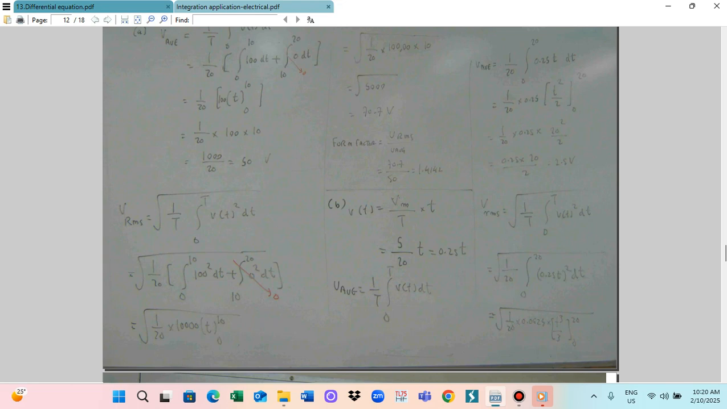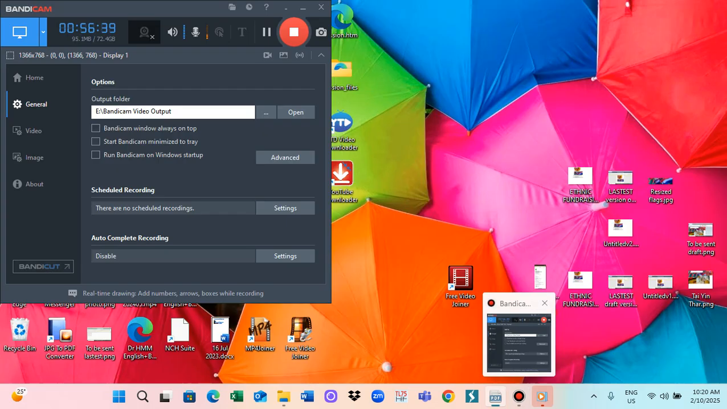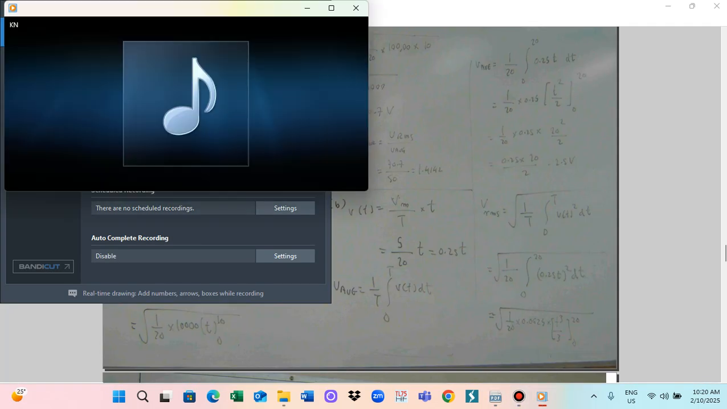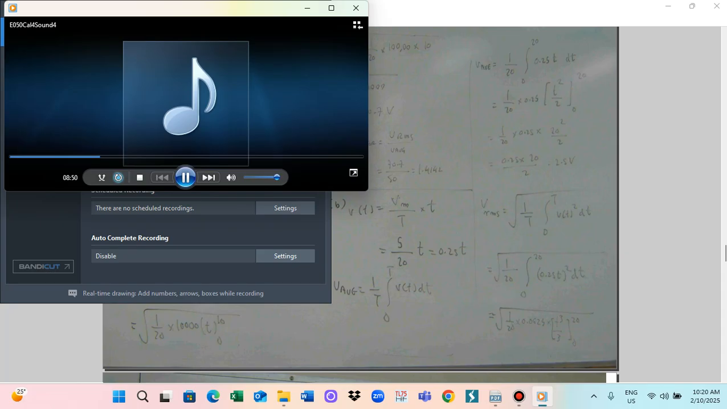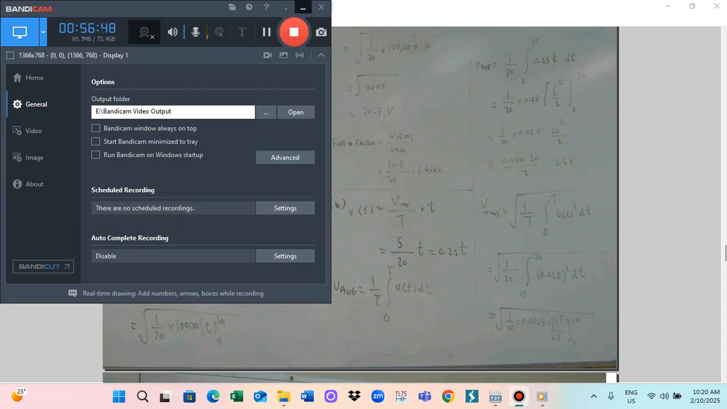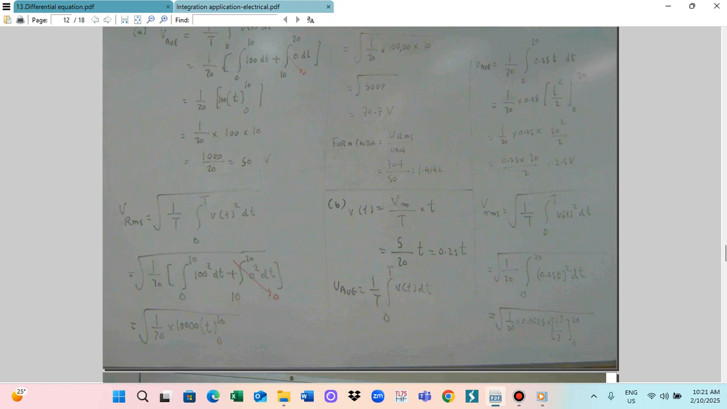So the V average is equal to 1 by T, integration 0 to T of v(t) dt. This is for the voltage, which will be V maximum by T times t. Then we substitute here: the period T is 20, so 1 by 20, integration 0 to 20, and v(t) is 0.25 t, 0.25 t into dt.